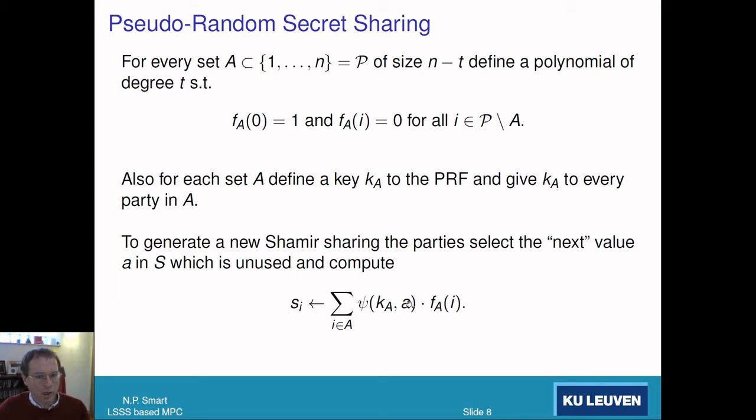Okay. And then we can generate a Shamir sharing non-interactively, very quickly. To generate a Shamir sharing, all parties select the next value A in this set S, so they maybe keep a counter going, and they apply the PRF to their key, and then they sum up all of the shares, because these are all the ones they know. If they don't know the key K_A, then we've already set this f_A of i to 0. So if you don't know the key, then your bit has no contribution. So this gives us the sharing very easily.